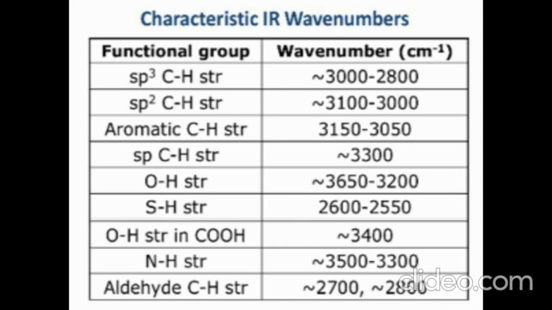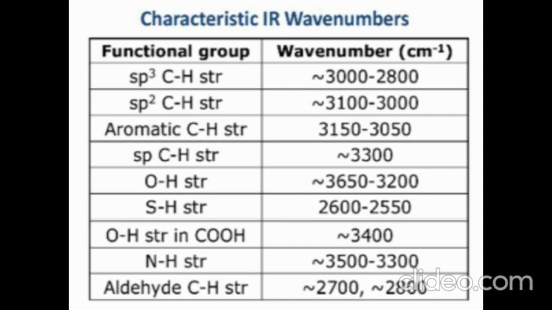Now coming to the OH stretching, it appears between 3650 to 3200 centimeter inverse, and it is not only the peak position, the OH peak is very characteristic in IR because it appears as a broad peak, not as a sharp peak. The SH stretching comes between 2600 to 2500 centimeter inverse.